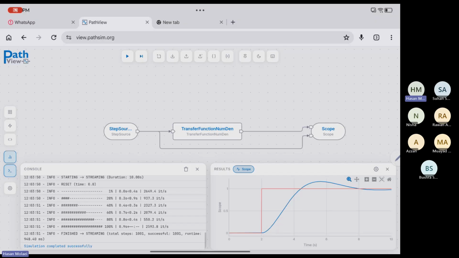Yeah, because we applied input at t equal to 1 second, and this time is from here to here. That's almost 1.3. How much is rise time?